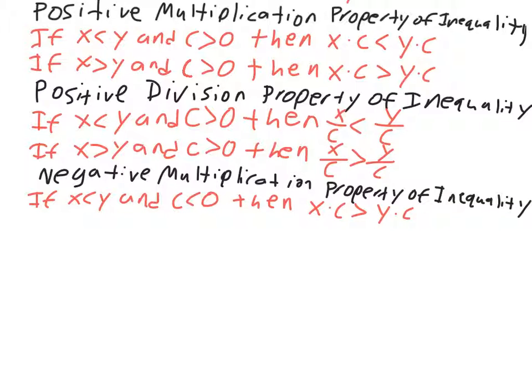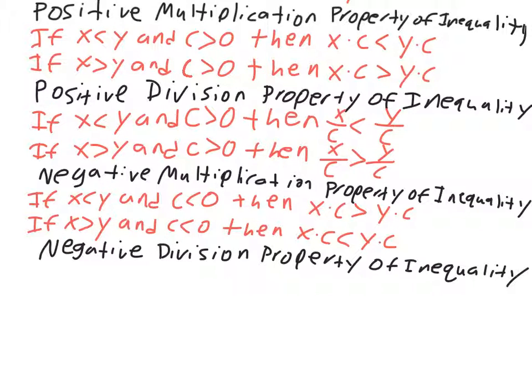So essentially, whenever you multiply both sides of an inequality by a negative number, it will switch the sign. Less than will become greater than, and it also works vice versa. If x is greater than y and c is less than 0, then x times c is less than y times c. Again, multiplied by a negative number, so we change the sign.